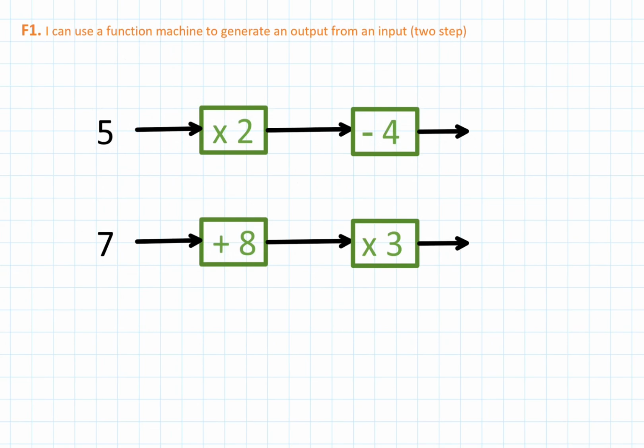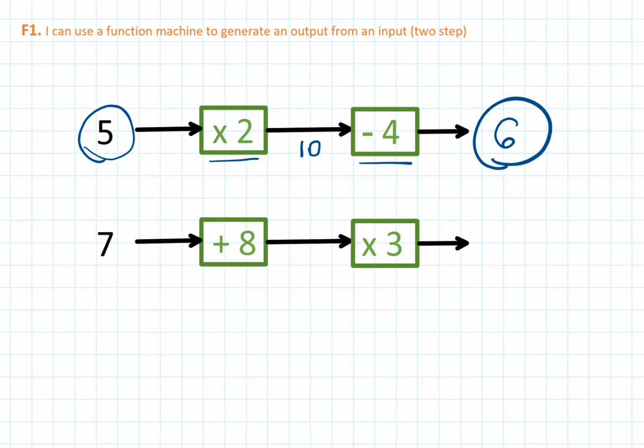Let's now look at two-step function machines. Here we'll have an input, we do one function, another function, and then we'll have an output. So there will be two functions or two operations applied on the input number. So let's start with the first one. Our input is 5, and we multiply that by 2, which will give us 10. So at this point, our number is 10. We then input that into another function, which is subtracting 4. 10 subtract 4 is 6. Therefore, our output number will be 6.